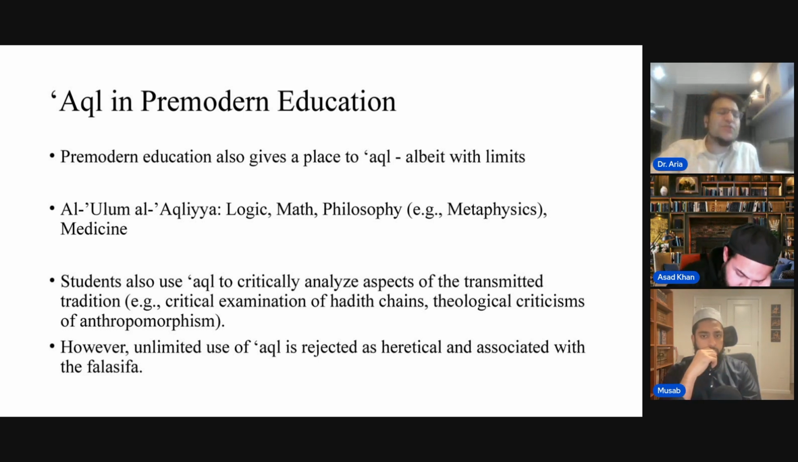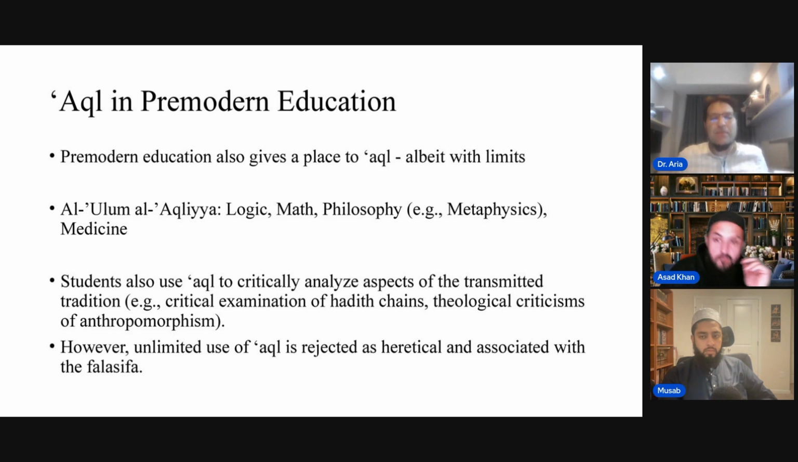Also, more generally, students use their aql and they don't uncritically accept everything that they receive. So to give a couple examples, even in the field of hadith, which is very naql oriented, people criticize the hadith chains. They say, hey, you're claiming that this hadith comes from these individuals in an unbroken chain. Well, I know on the basis of aql that these two individuals never met each other. They lived in different parts of the world, and there's lots of evidence for this. So how could they transmit a hadith from one to another? Or there's lots of evidence that one had a bad memory or was a liar. So we can't simply accept that what he said was accurately transmitted from the Prophet ﷺ.